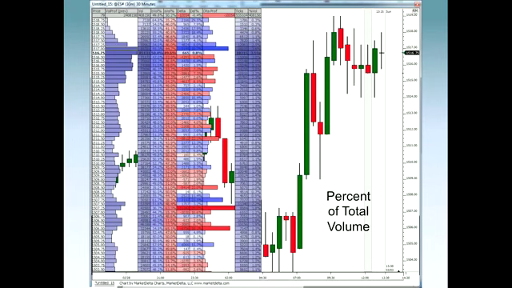All right. Now, in addition to that, we have another column that we can add. I don't want to clutter the entire chart for you, but I want to make you aware of the level of detail and the level of information you get with the profile that you don't get with any other tool. This is the percent of total volume. So I can look at any price level and see how much of the day's volume was transacted at that particular level.